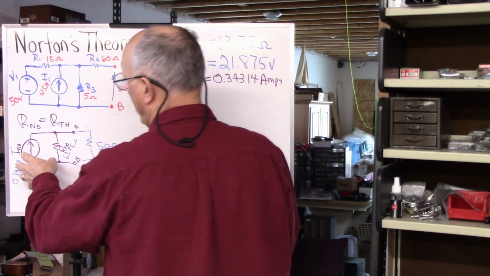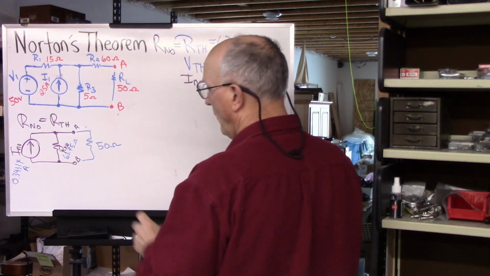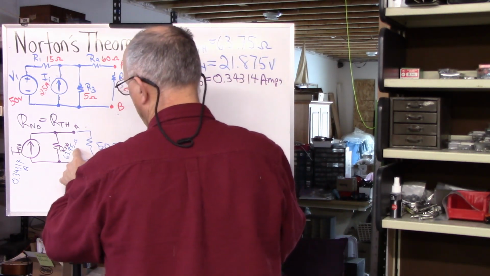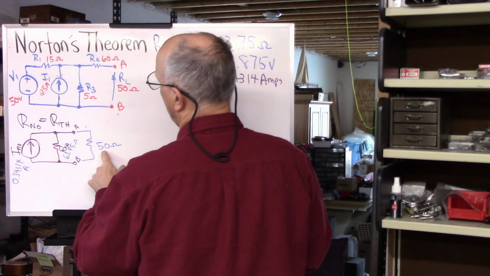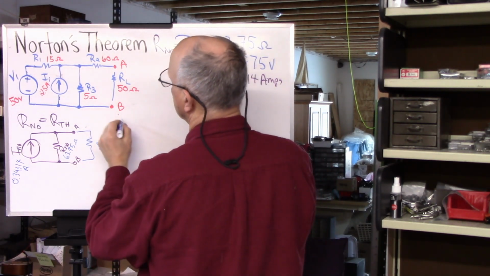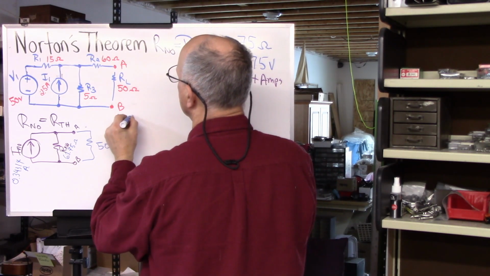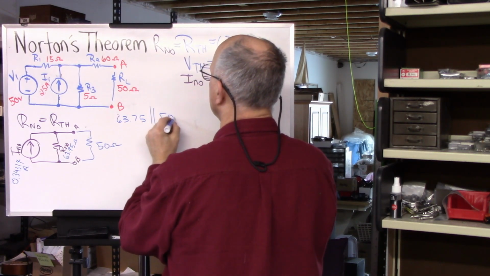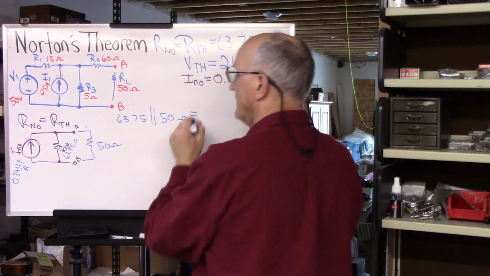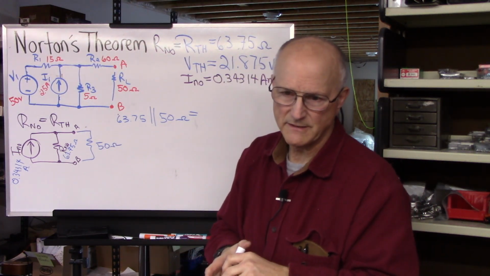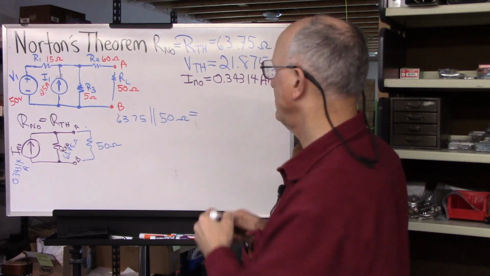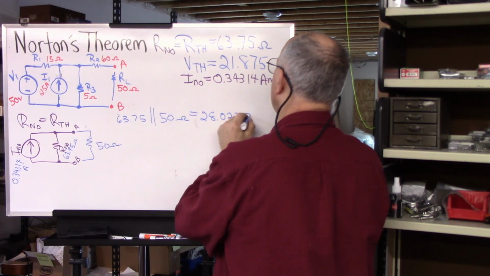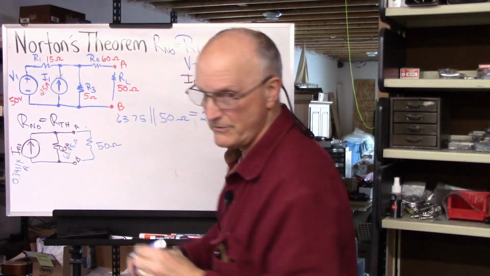using the current divider formula, or we can look at this as an equivalent resistance, 63.75 ohms in parallel with 50 ohms. So we have 63.75 ohms in parallel with 50 ohms. And so that gives us 28.022 ohms, the equivalent resistance when you do the math there.